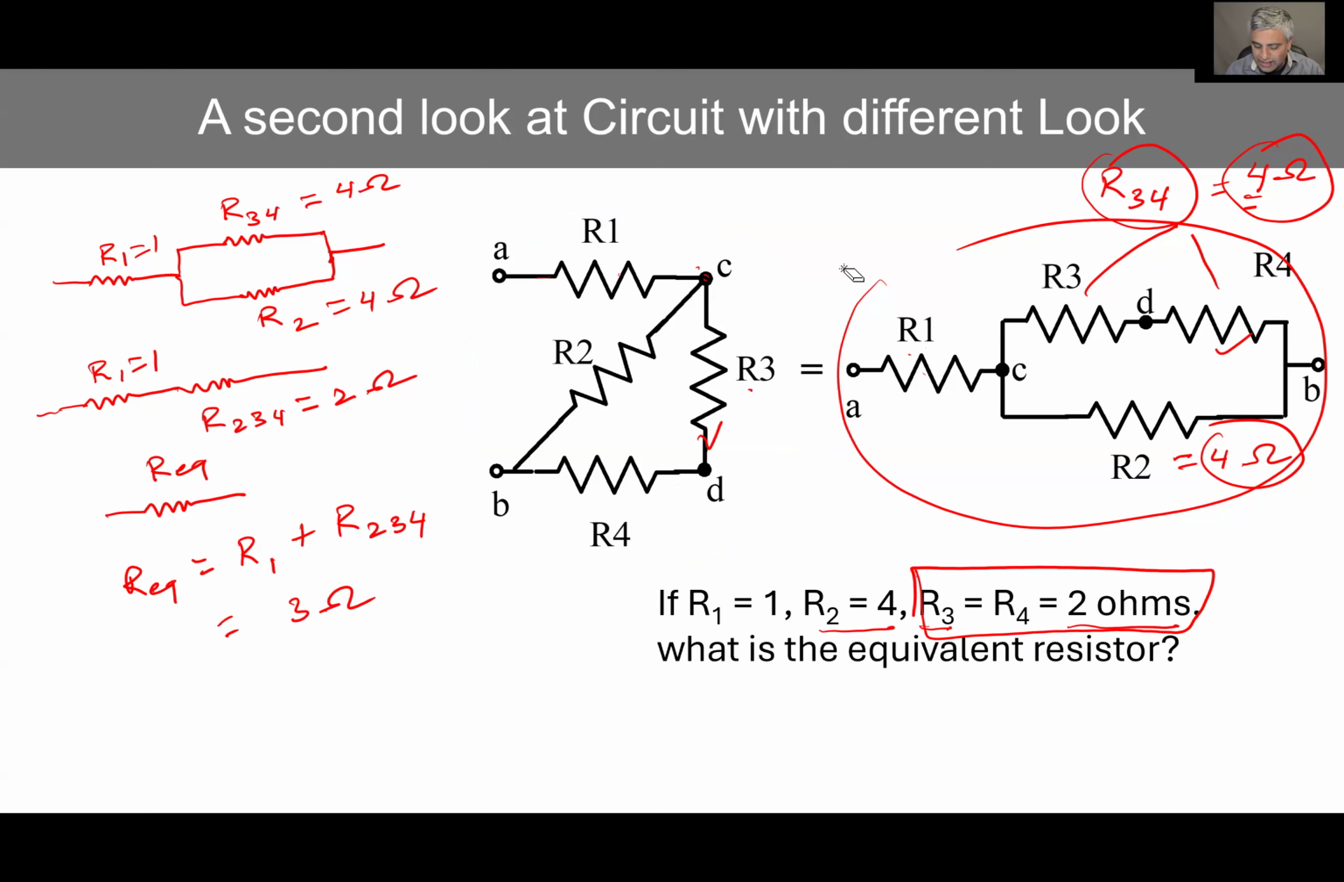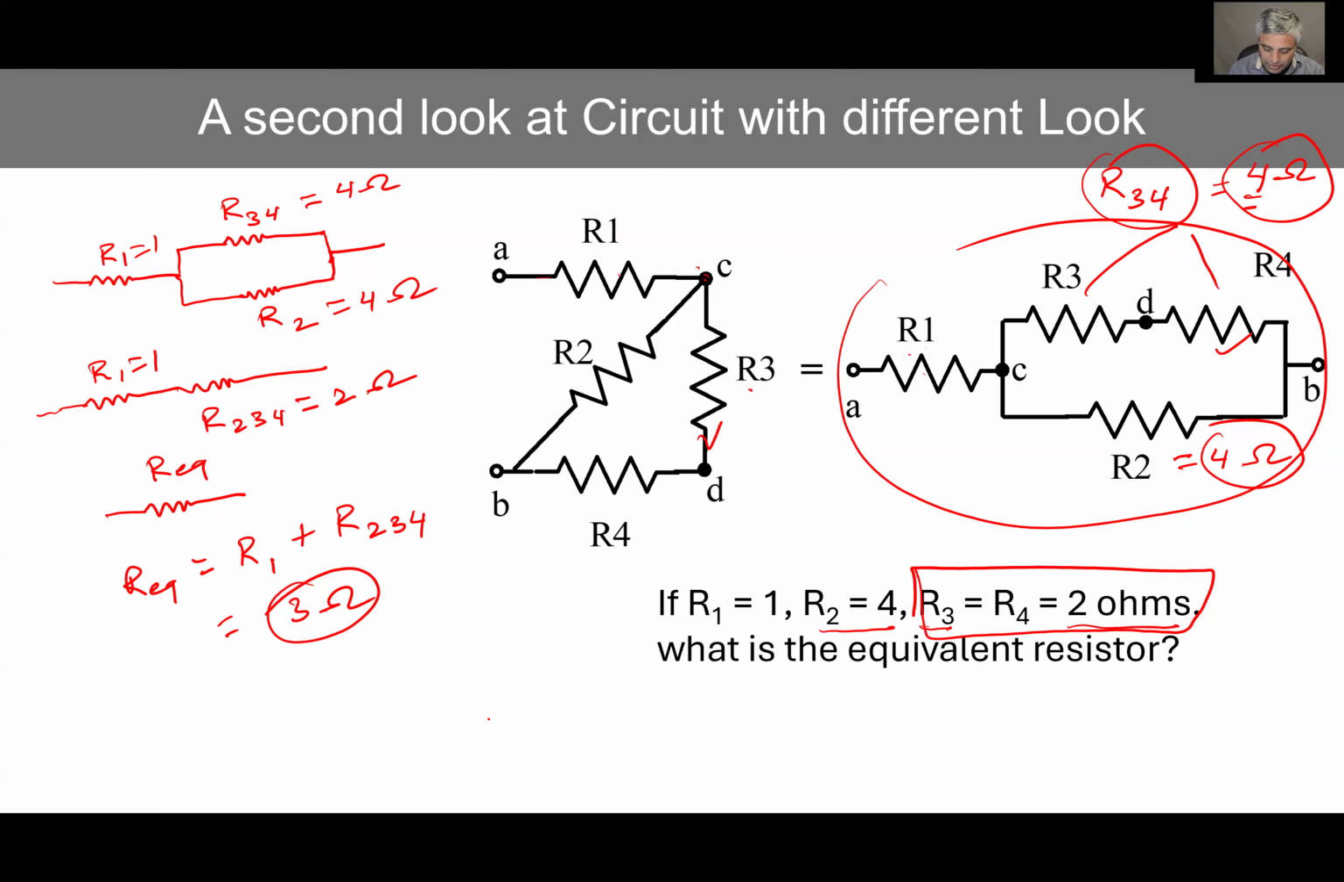Why do we need to connect these something like this? One reason is that sometimes you may need, let's say, a 3 ohm resistor, but you may not have 3 ohm. You have 1 ohm and 2 ohm, but you don't have 3 ohm. Then what do you do? You put them in series, for example, right?